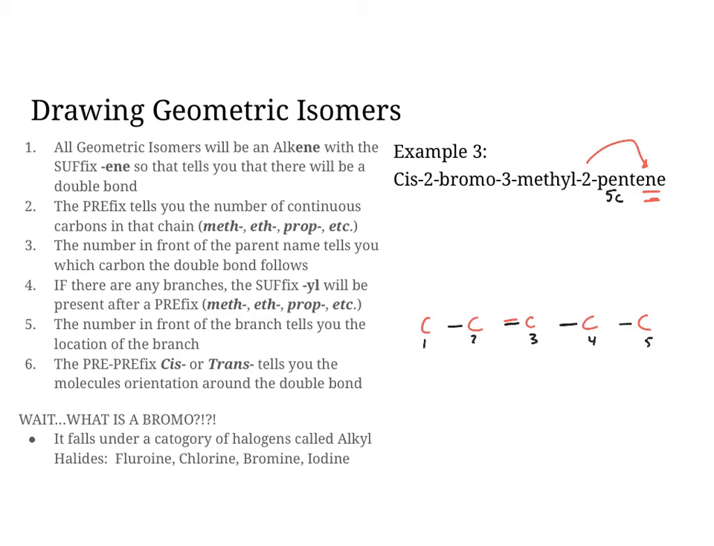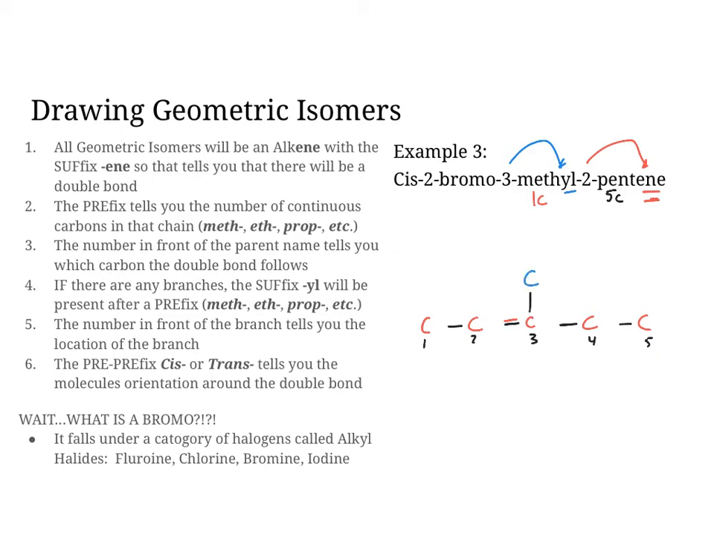So then it says that I have a 2-bromo and a 3-methyl. Well, I'm familiar with what the methyl is. The YL is a branch, and meth tells me it's not 3 carbons long, it's 1 carbon long, and the 3 tells me the location of the branch. So I'm going to put that branch here, and I'm going to put the carbon here.